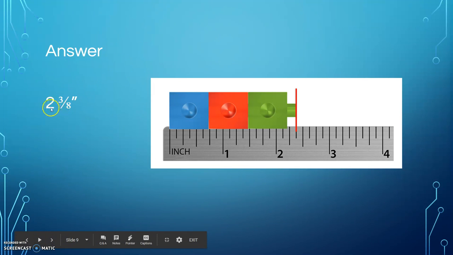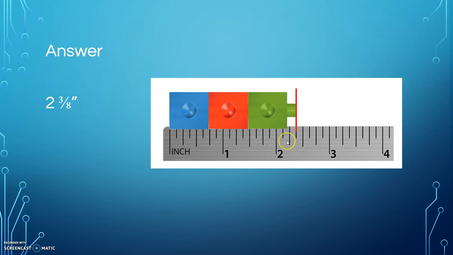The answer is going to be 2 3/8 of an inch. As we look at the 3 blocks that are put together, we can see that the end of the block, the red line, comes right to this mark. To figure out the measurement, we first determine what the ruler is, and it's in inches. From there, we determine the scale, which is how many parts each inch is broken up into. In this case, if I count these out, I got 1, 2, 3, 4, 5, 6, 7, and 8. So I know that each inch is broken up into 8 parts.